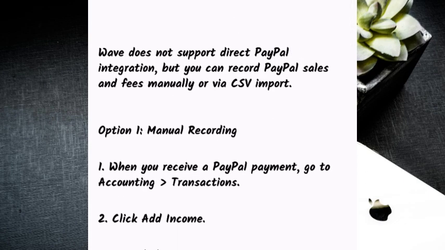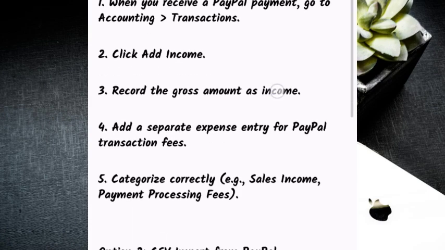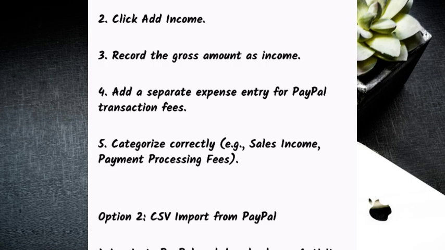The first option is manual recording. When you receive a PayPal payment, just go to accounting and then to transactions. There, just click add income, and then you can record the gross amount as income. Add a separate expense entry for PayPal transaction fees, and be sure to categorize correctly. That is sales income, payment processing fees.